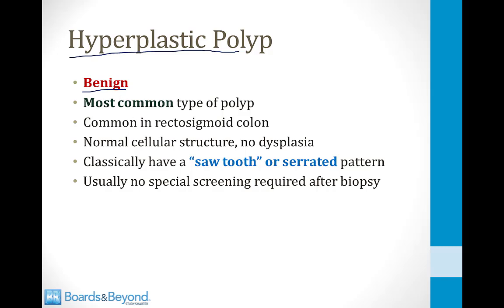They're common in the rectosigmoid junction and they have normal cellular structure. There's no dysplasia of the tissue found in these polyps. They classically have a sawtooth or serrated pattern. I'll show you a picture of that in a minute. And there's usually no special screening required after biopsy.